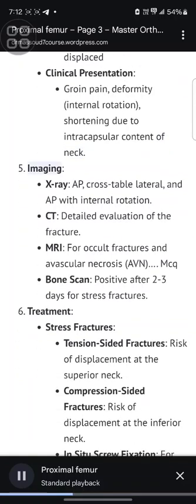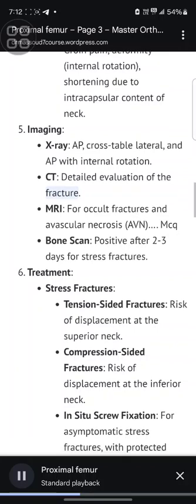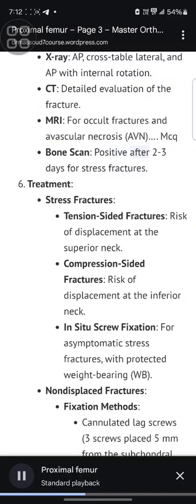5. Imaging. X-ray, AP, cross-table lateral, and AP with internal rotation. CT. Detailed evaluation of the fracture. MRI. For occult fractures and avascular necrosis, AVN. MCQ. Bone scan. Positive after 2 to 3 days for stress fractures.